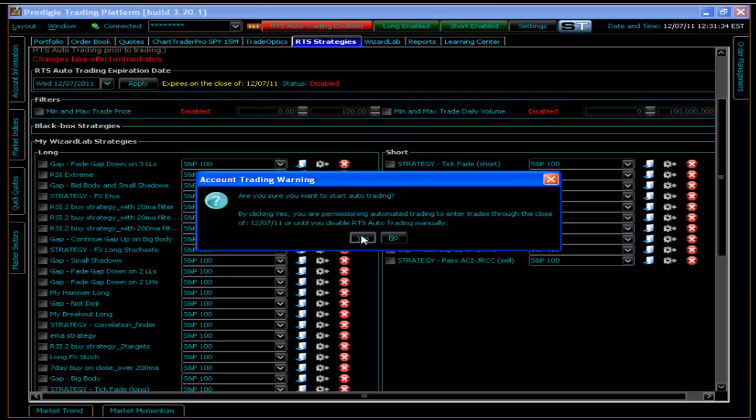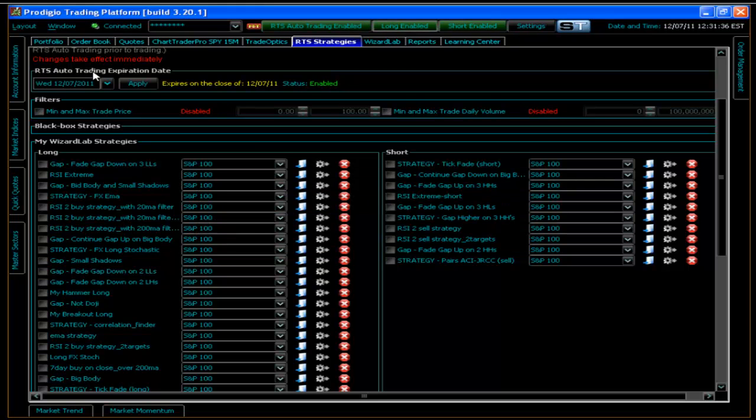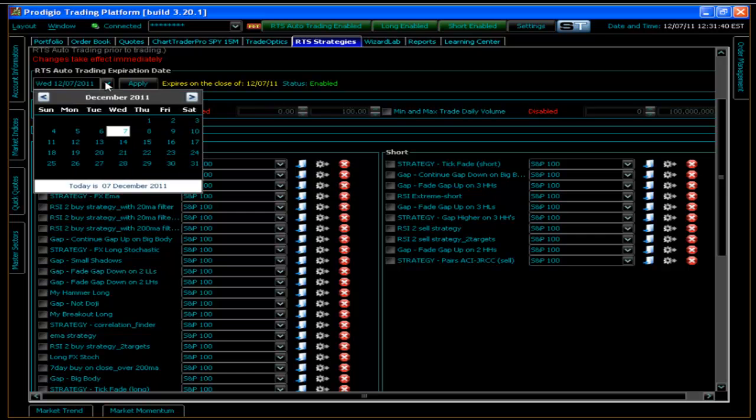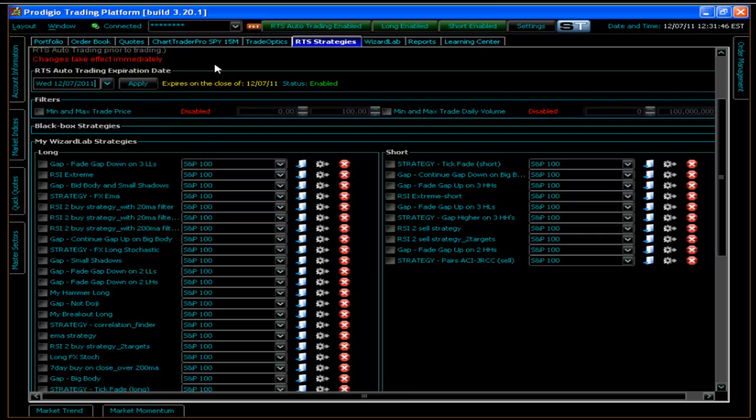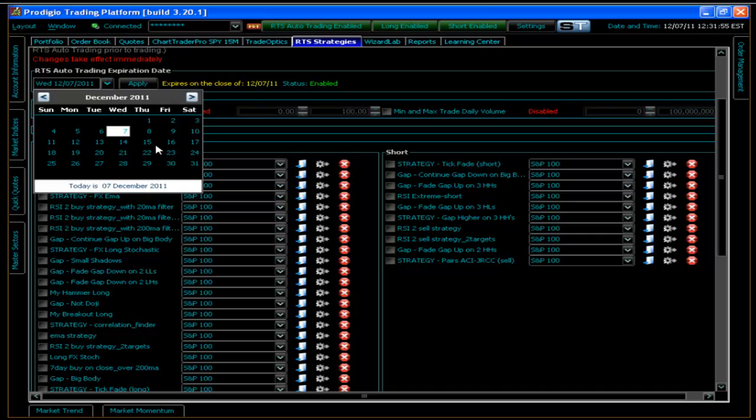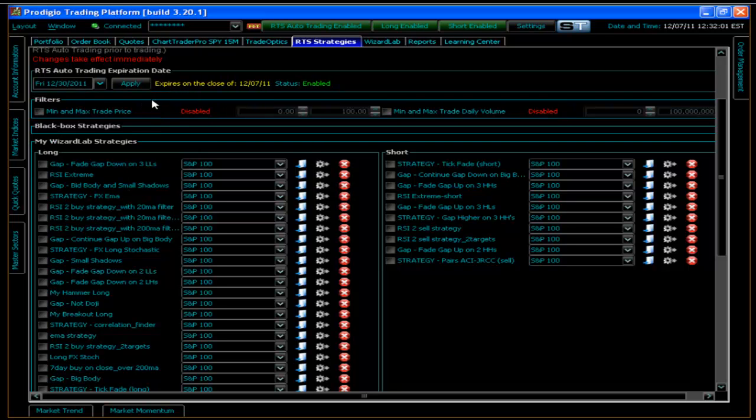And I'm going to say yes, and I'm also going to point you to this area up here. Notice that it's automatically set to expire at the end of today, but if I wanted to, I could set this out later. Let's say I was very well versed in Prodigio and I don't have a problem with it turning itself on every single morning. I can just go up here and set that time to much later. I can say, let these pair strategies run until the end of the month, hit apply, and I'm good to go. Correct?